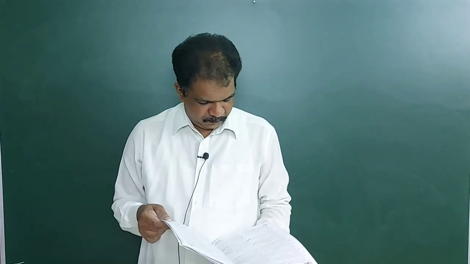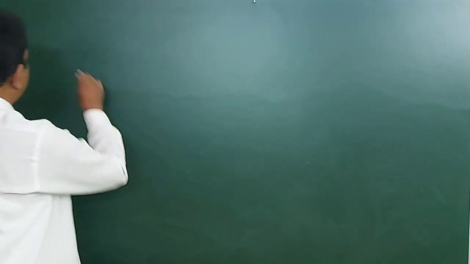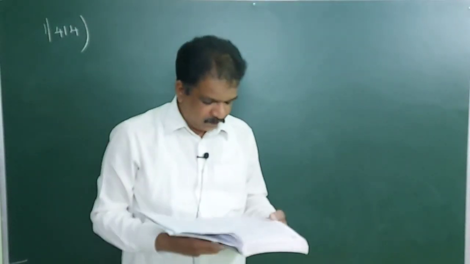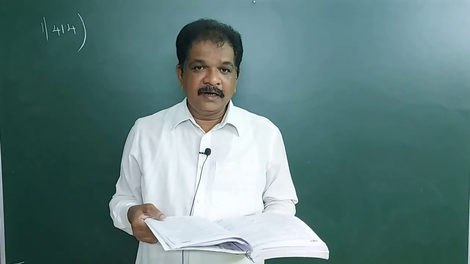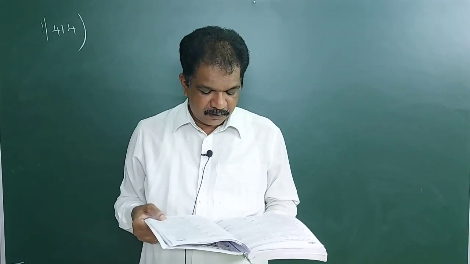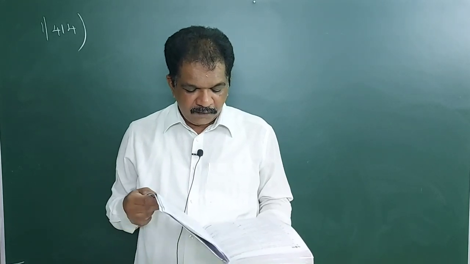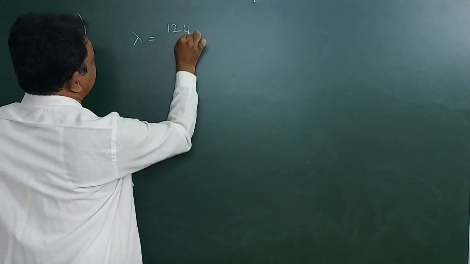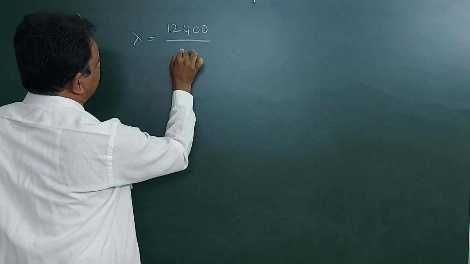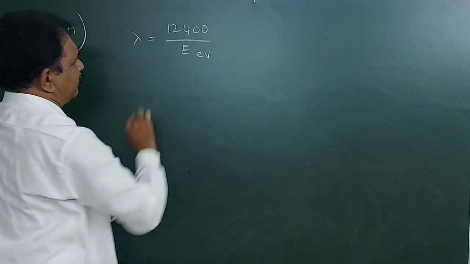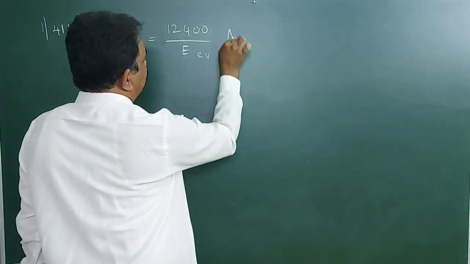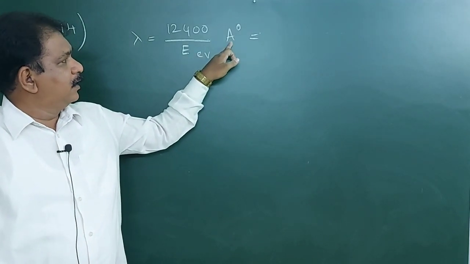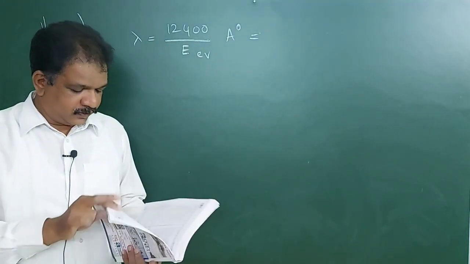Question number 1, page number 414. Take the books, all of you. Question number 1, 414. What are they asking? Forbidden energy gap is given, and the wavelength is asked. It comes in the dual nature chapter. Lambda is equal to 12,400 by E. This value will be in angstrom unit, and the answer will come for you. E will be in electron volt energy, and lambda will be in angstrom unit.